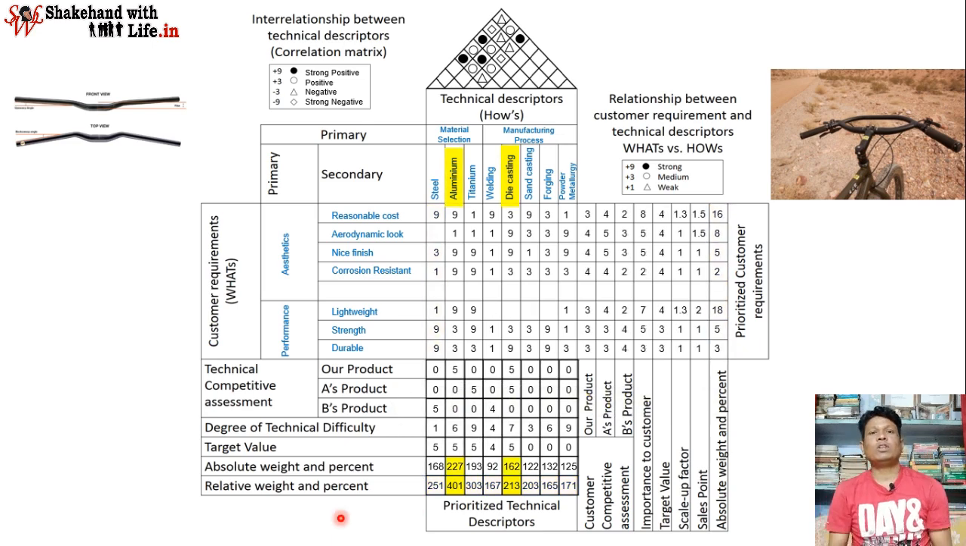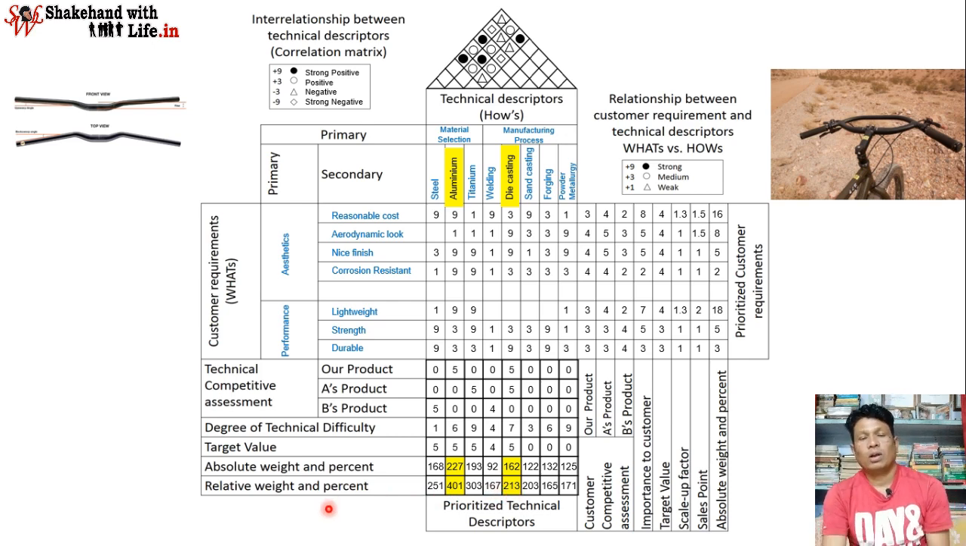Now, what is the objective of the construction of this house of quality? It is to prioritize the technical descriptors. Here the maximum absolute weight score is for aluminum, 227, and for manufacturing processes it is 162, the maximum score, for die casting. And for relative weight we have 401 for aluminum again, and 213 for die casting again.